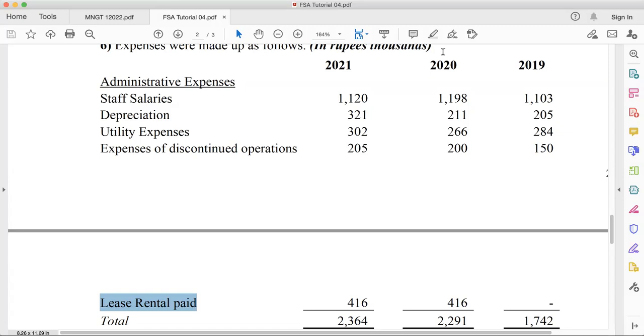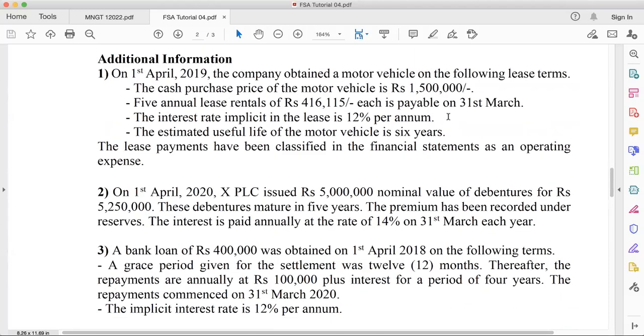Now you see, you started the lease on 1st April 2019. So your lease is affected by the 2020 and 2021 years. So lease is affected by both years, and you have to adjust the 2020 year and the 2021 year. Now we'll first adjust the 2020 year.